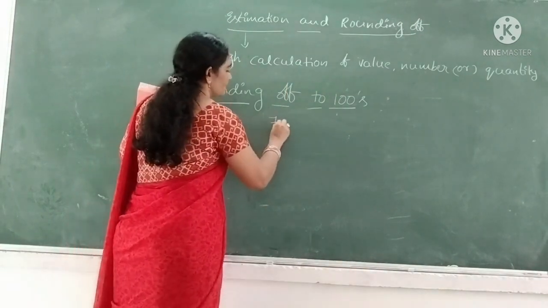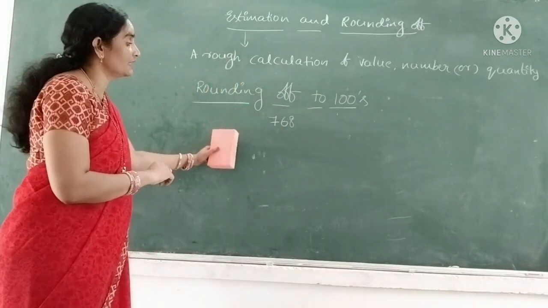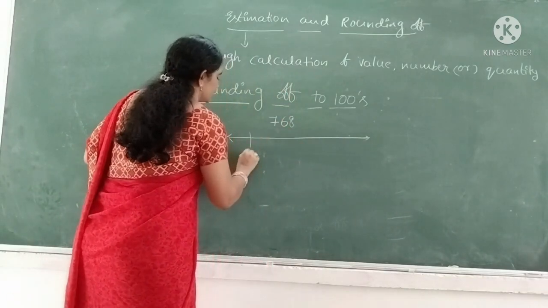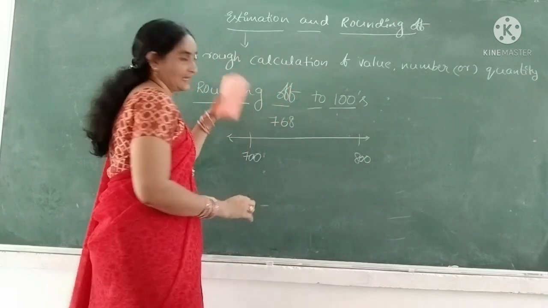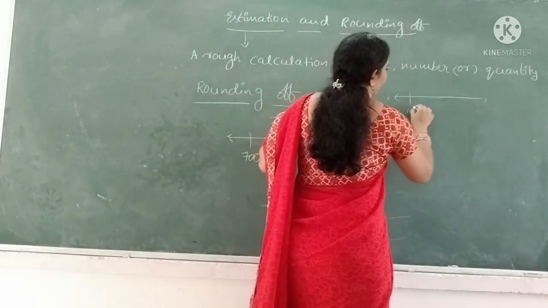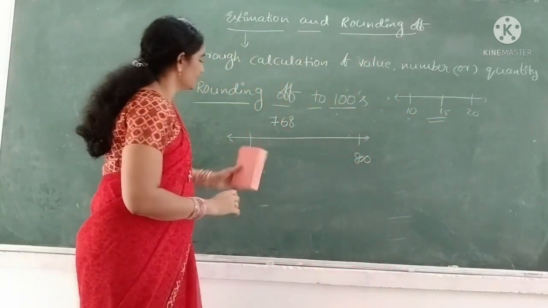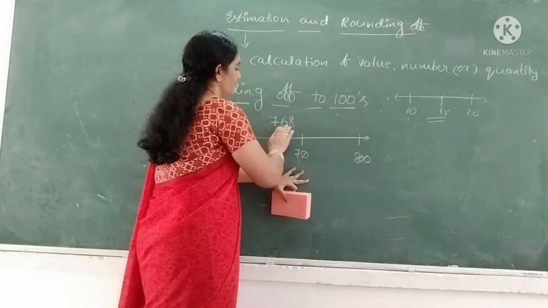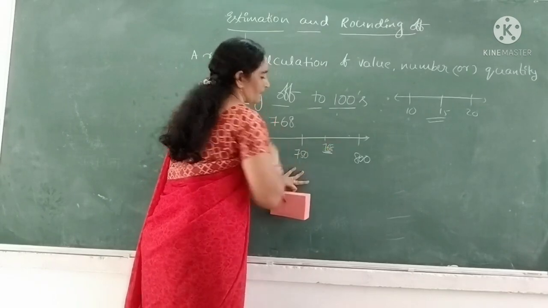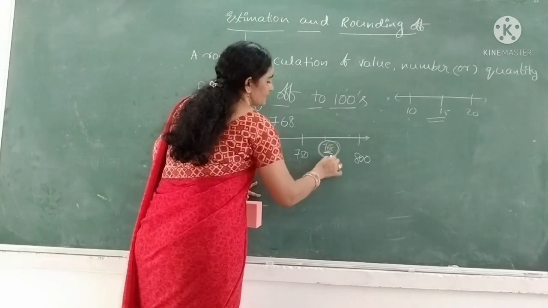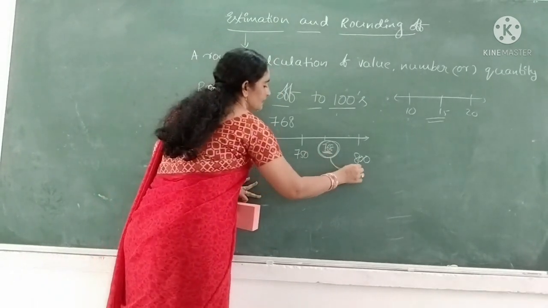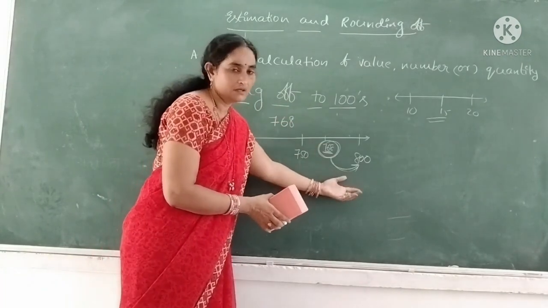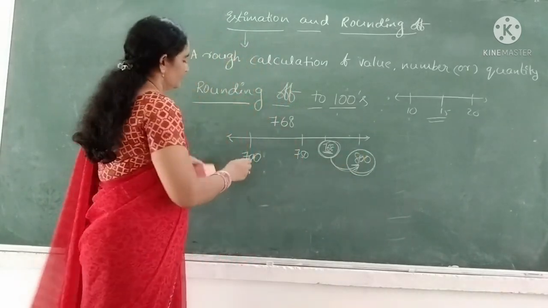We take one example, 768. 768 is rounded off to the nearest hundreds. That means on the number line, 700 and 800. In tens we take tens, 10, 20, 50, in this way. In hundreds, 700, 800. 750 is the mid value. 760 is here, and 768 is nearest to 800. So we round off to 100. 768 is rounded off to 800.